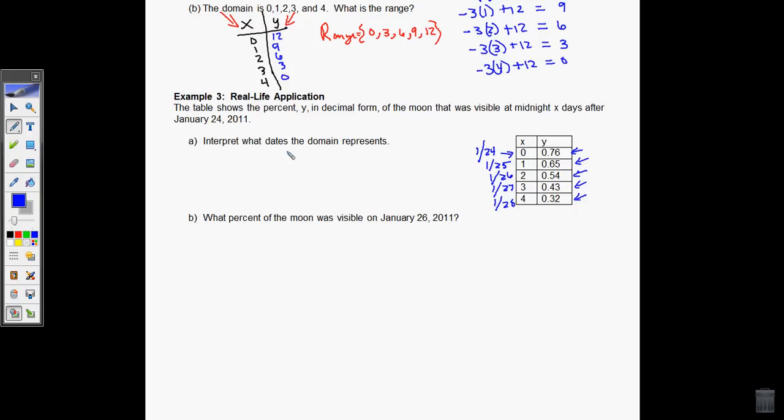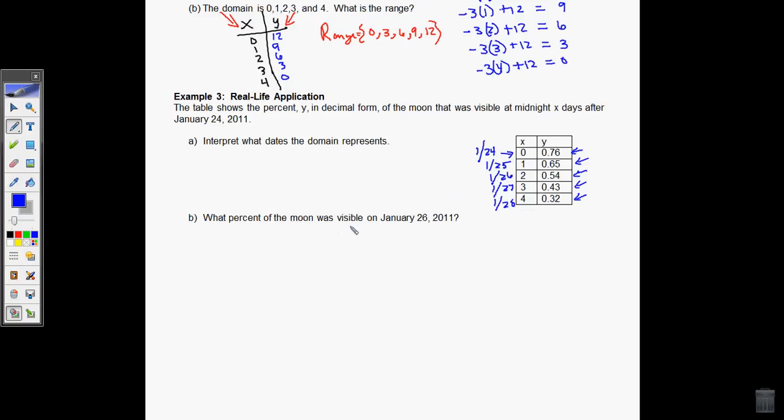Interpret what dates the domain represents. Oh, look at that. I just did part A. The domain is my x values, and we just described what all of those x values meant in terms of the date. January 24th through the 28th.